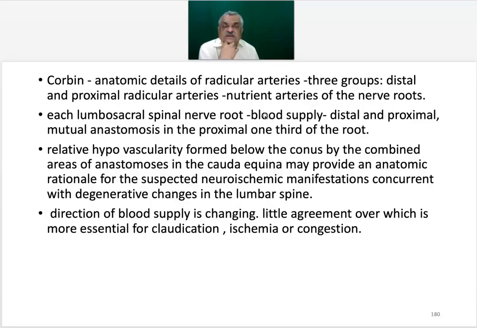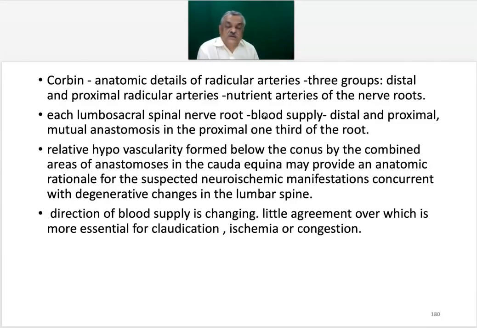Then, anatomic details of radicular arteries have been described. There are three groups: distal, proximal, and nutrient arteries. Each spinal root has blood supply, distal and proximal, and anastomosis in the proximal one-third of the root. Relative hypovascularity below the conus, by combined areas of anastomosis in the cauda equina, may provide an anatomic rationale for the suspected neuroischemic manifestations, in addition to degenerative changes in the lumbar spine. The direction of the blood flow is changing.